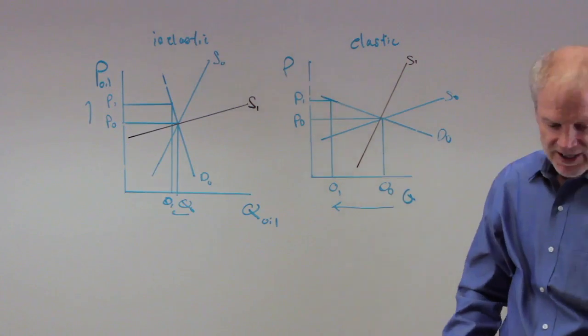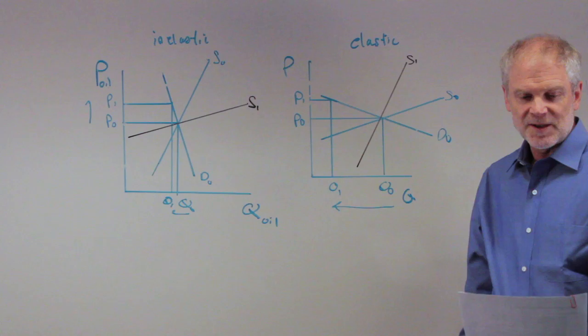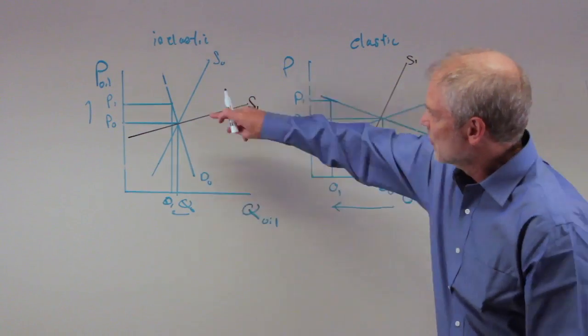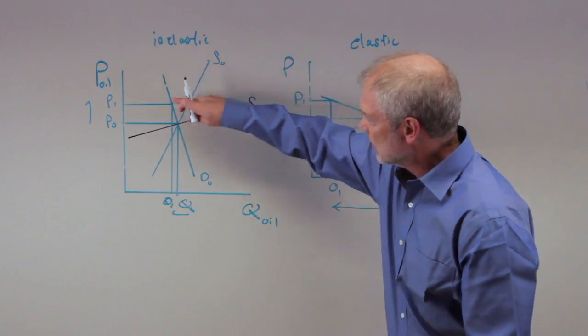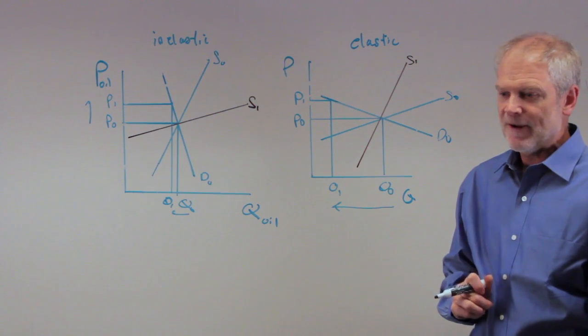But the answer clearly is B: supply and demand are both inelastic, which is what we drew right here when we're talking about oil in the short run. It's really an inelastic commodity. Okay? Thanks.